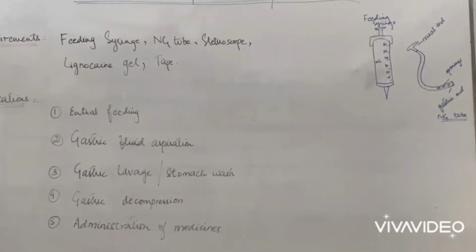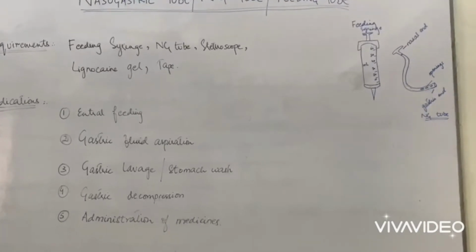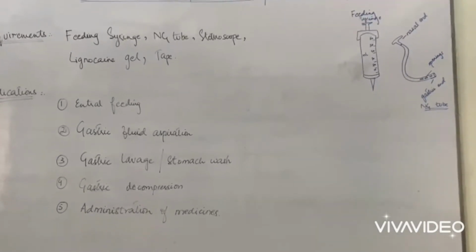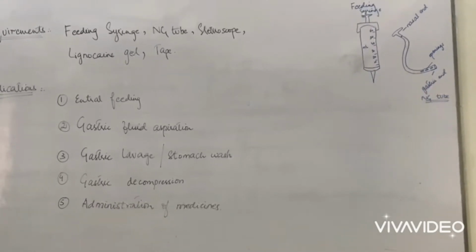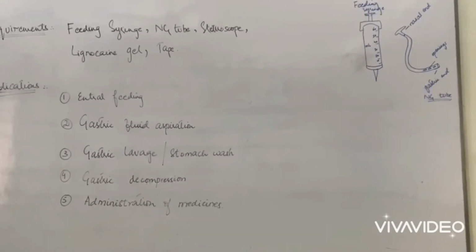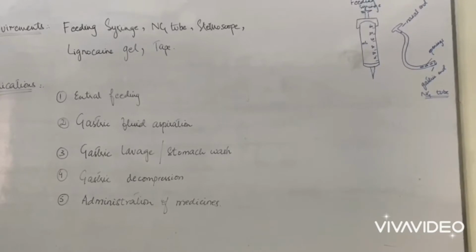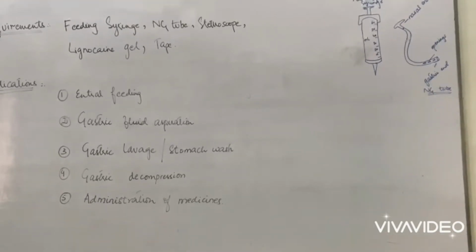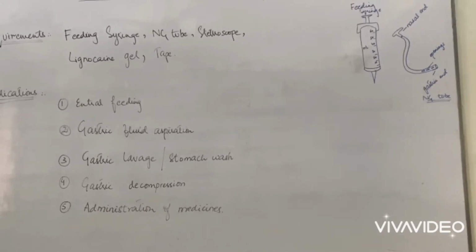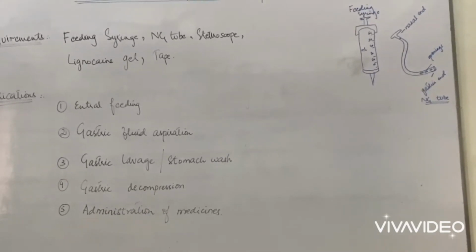Coming to the indications, the first indication is enteral feeding, which we do in comatose patients. The second is gastric fluid aspiration for lab analysis purposes. Number 3 is gastric lavage or stomach wash, which we do in cases of poisoning. Number 4 is gastric decompression, and number 5 is administration of medicines.